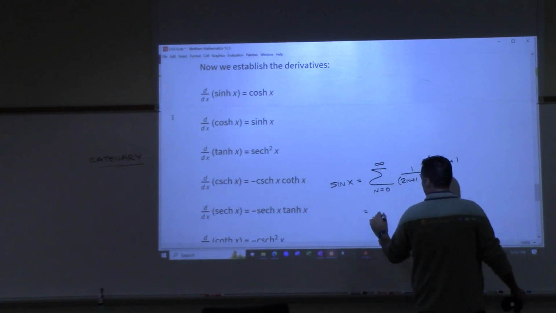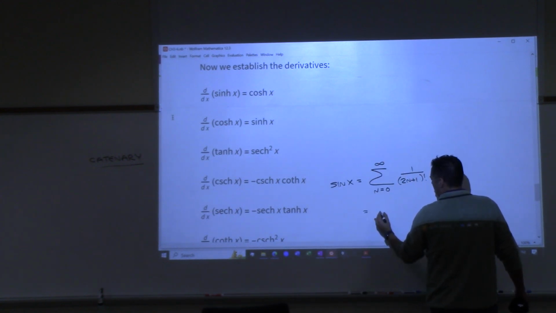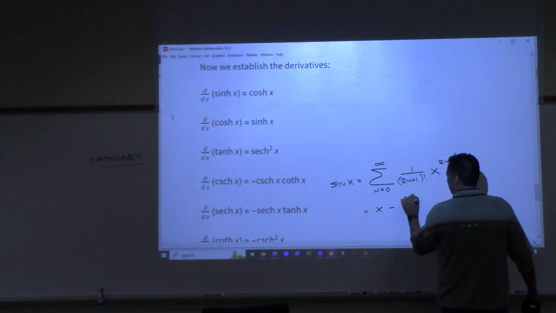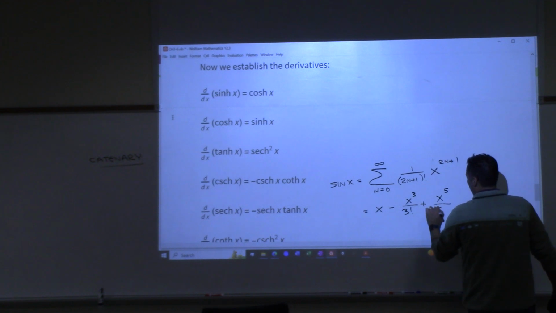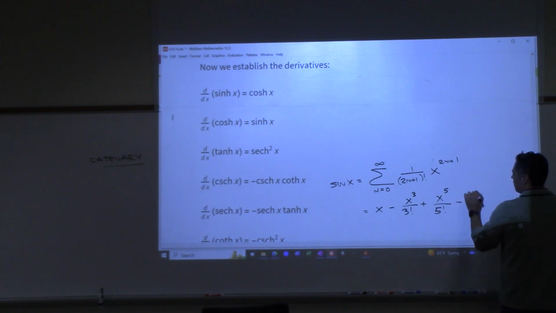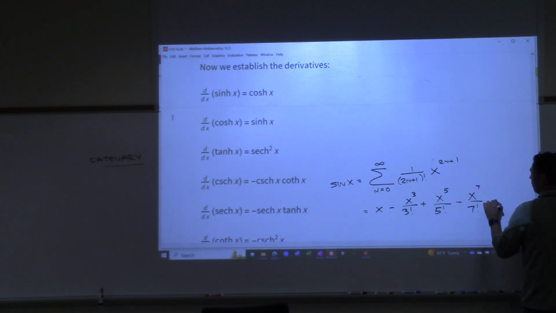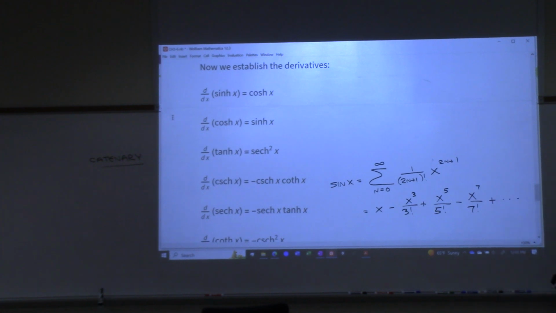All it really is, is x minus x cubed over 3 factorial plus x to the 5th over 5 factorial minus x to the 7th over 7 factorial plus so on and so forth. This is what's known as the Taylor series, or Maclaurin series, for sine. It's an infinite polynomial. It's a polynomial that goes forever, all right? And we're going to learn this in chapter 8.